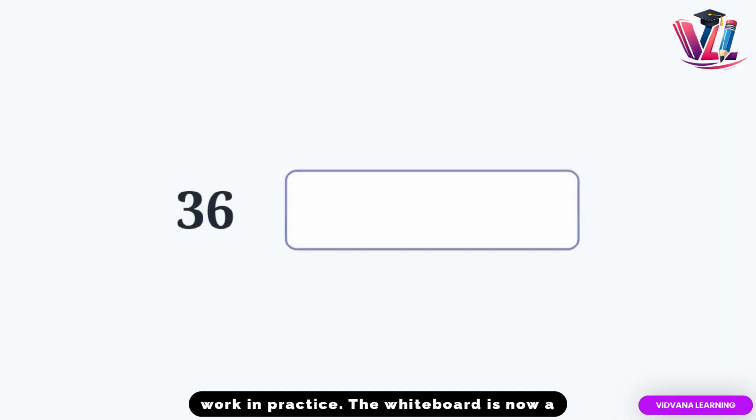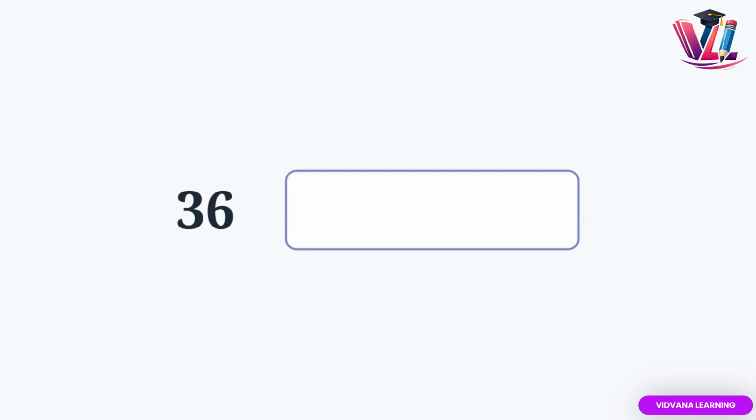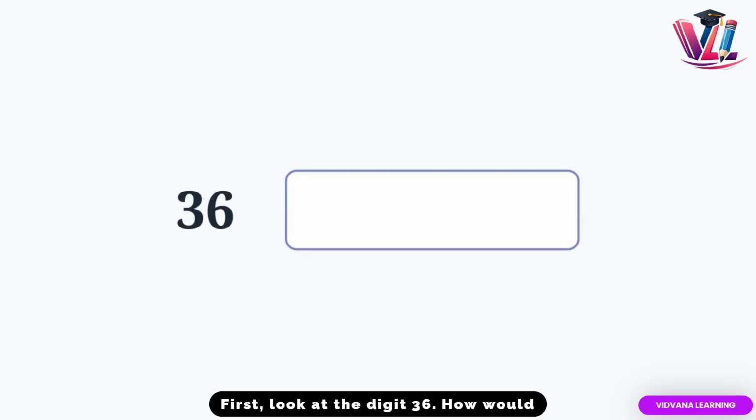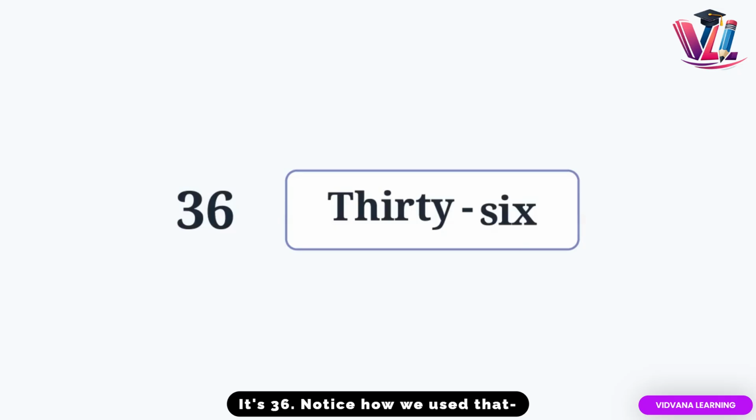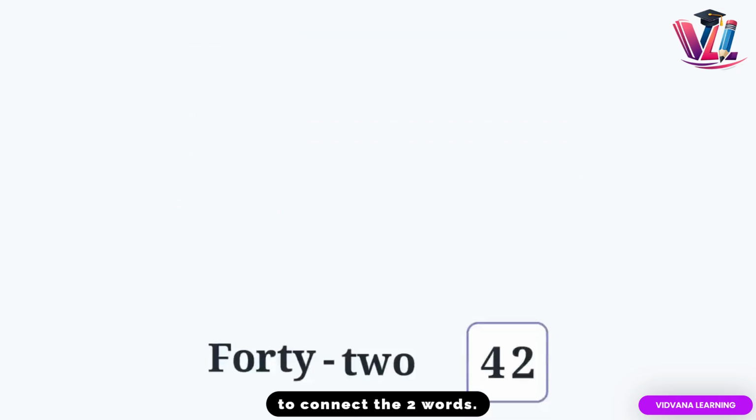The whiteboard is now a worksheet with 3 different parts. First, look at the digit 36. How would you write that out as a name? I'll give you a few seconds to think. It's 36. Notice how we used that hyphen to connect the two words.